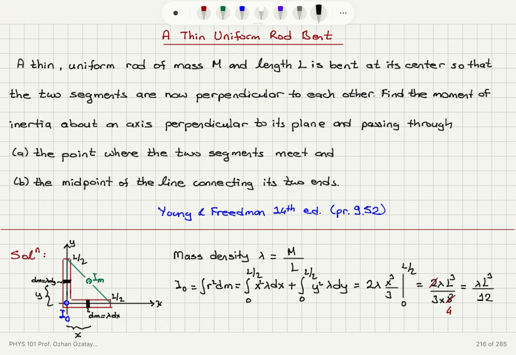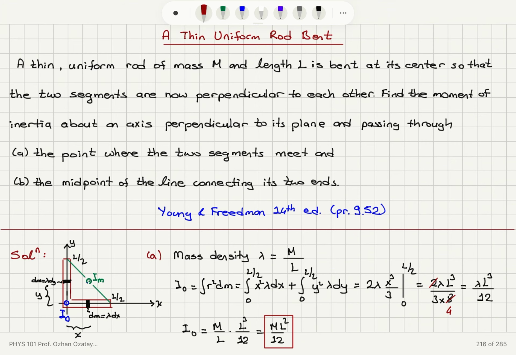So the answer we're looking for in part A is lambda, which is capital M divided by L, multiplied with L cubed over 12. So this gives us capital M L squared over 12 as our final answer for this part of the problem. All right, so this was part A of the problem.